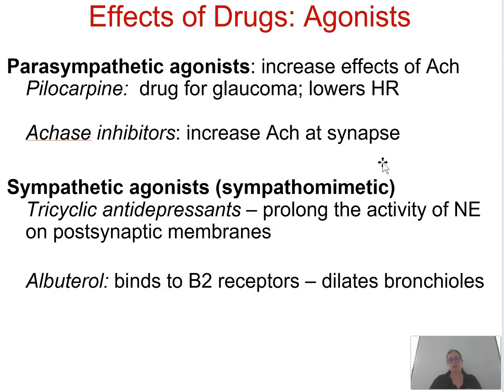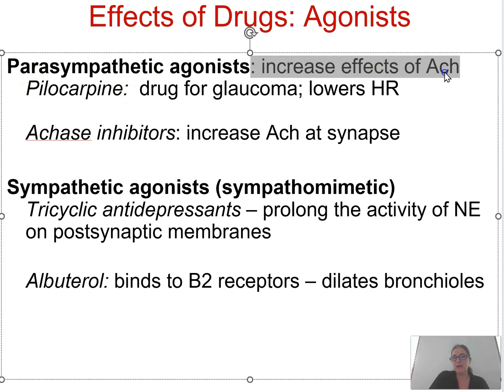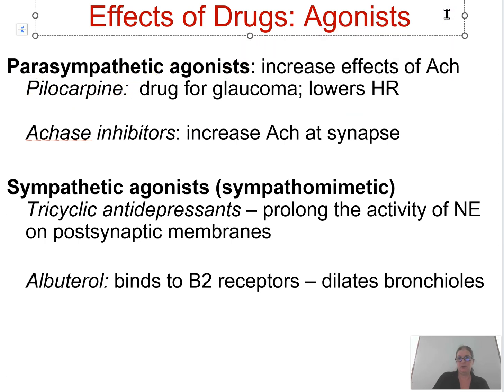So drugs, medications, this is a primary factor for how a lot of medications work. We have agonists and antagonists. An agonist is going to augment or enhance that particular branch of the nervous system. So a parasympathetic agonist is going to increase the effects of acetylcholine, right? It's going to basically mimic acetylcholine or increase it.